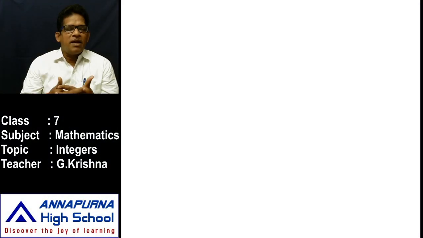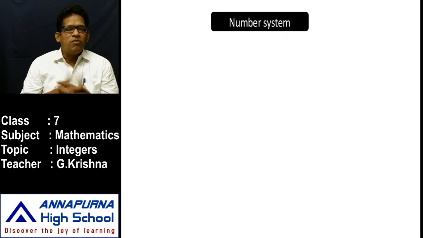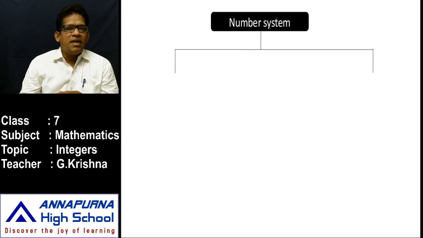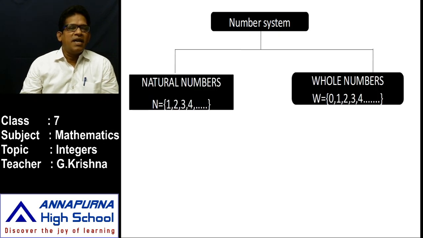Before that, let me explain the number system which you learned in the previous class. The number system is basically a short classification. It has two types. One is natural numbers and another one is whole numbers. Natural numbers are denoted by N.